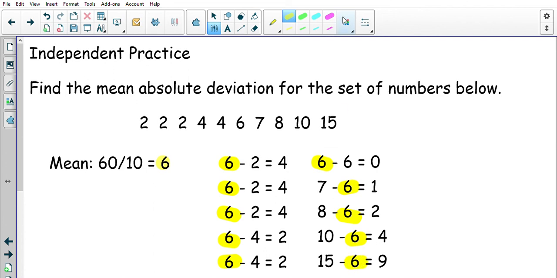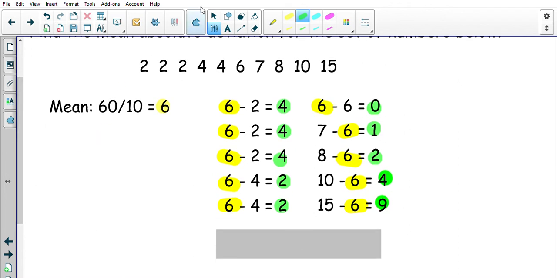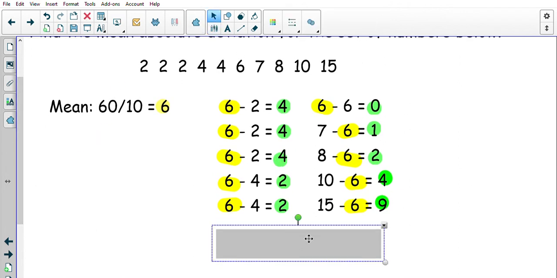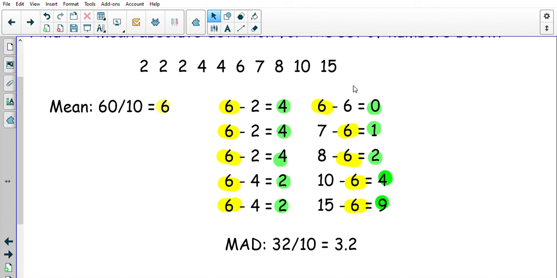So my differences are, I'll highlight those in green, 4, 4, 4, 2, 2, 0, 1, 2, 4, 9. So the next step I want to do is I want to add those together and divide by 10 again. So add them up. You should get a sum of 32 when you add all of these guys. Divide by 10, and we're going to get a mean absolute deviation of 3.2, meaning on average, each number is about 3.2 units away from your mean.